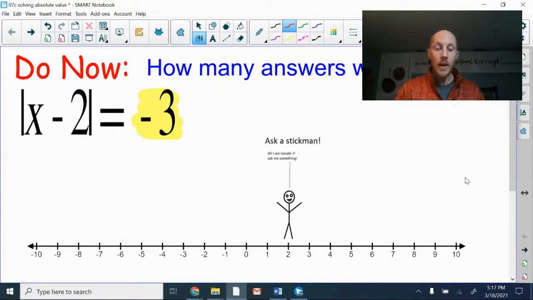Hello, algebra. Hey, look, it's Gerald, the stick man. On the graph, it's a graph walker. He's gonna help us out. So here's your do now.